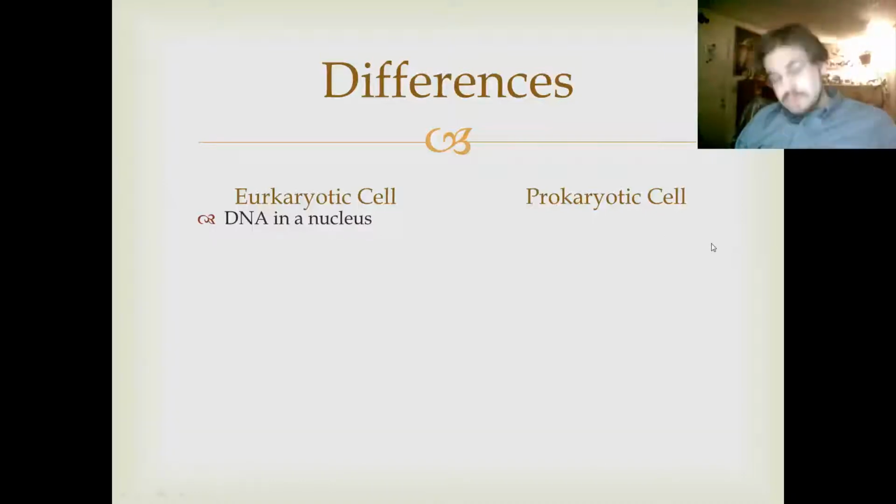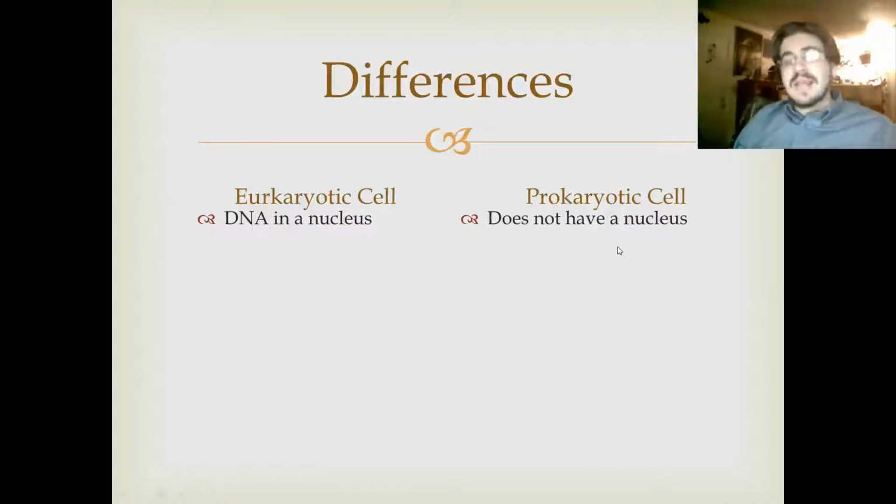Eukaryotes have their DNA in the nucleus. Prokaryotes do not have a nucleus. Instead, prokaryotic DNA is sort of loose in the cytoplasm. In fact, another important difference while we're talking about DNA, eukaryotes have linear DNA. That means that, in effect, linear means a line.